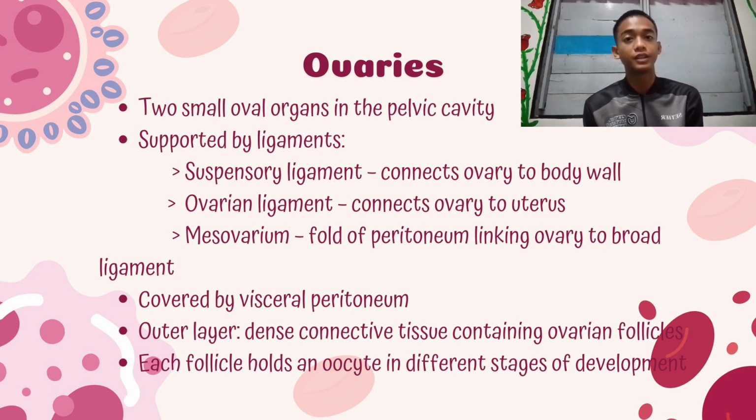And every ovary is covered by a skin tissue called visceral peritoneum, and in the outer layer there is a dense connective tissue that contains ovarian follicles, and each follicle holds an oocyte in different stages of development.